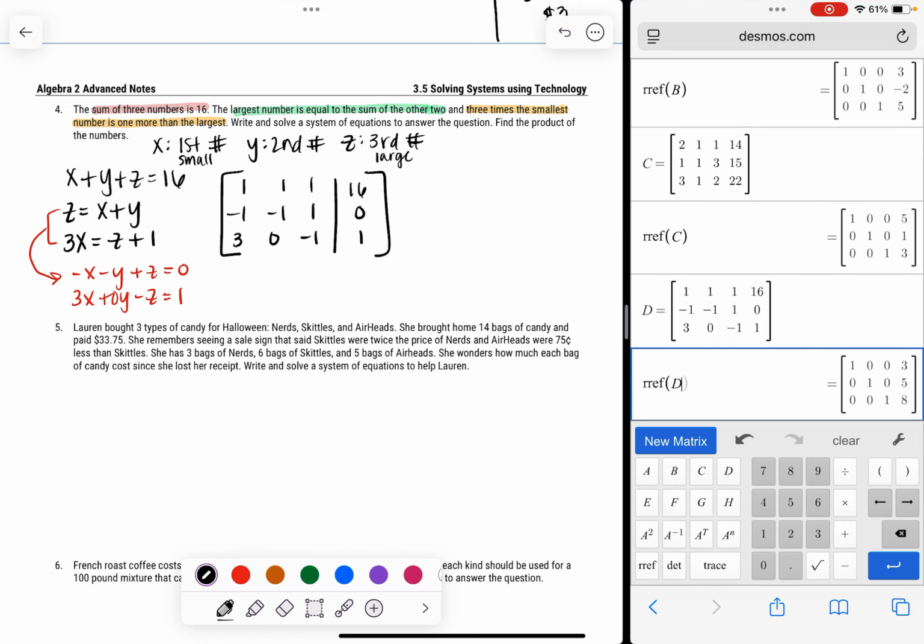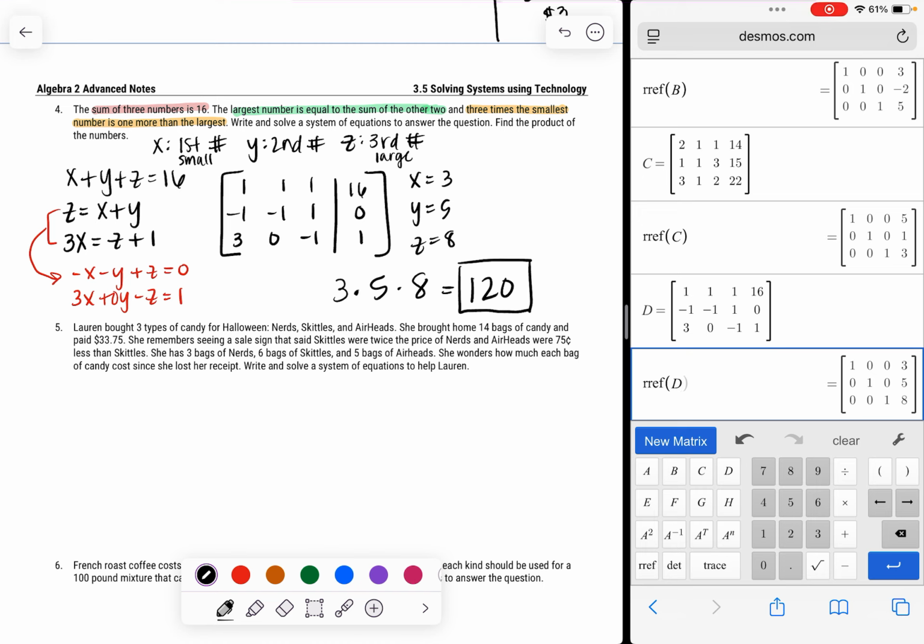RREF D. And this tells me that X is 3, Y is 5, and Z is 8. So this does ask us to find the product, and product is multiplying. So 3 times 5 times 8 is going to give me 120 because 8 times 5 is 40 and 40 times 3 is 120.